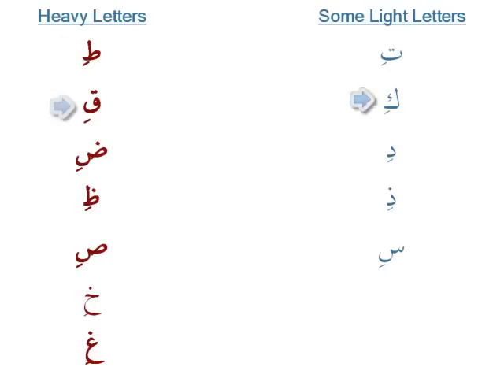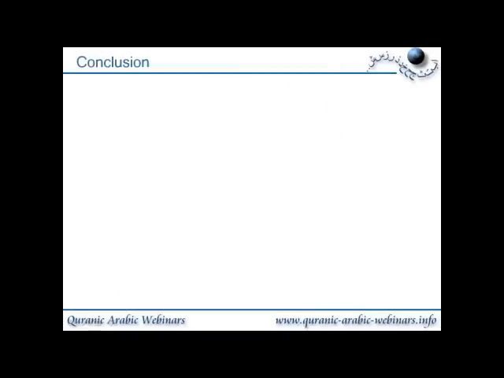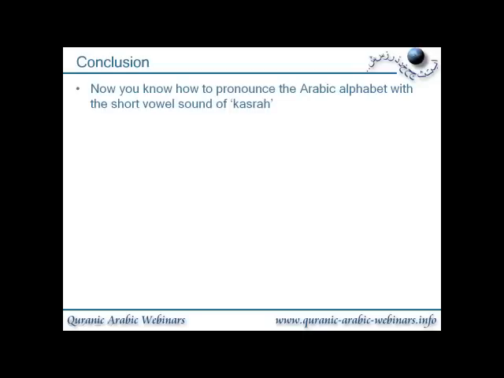Ki, Qi. D, D. The, Si, Si. Khi, Ri. Conclusion. Now you should know how to pronounce the Arabic alphabet with the short vowel sound of Kasrah.